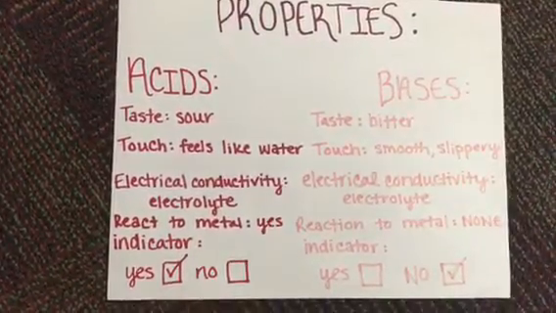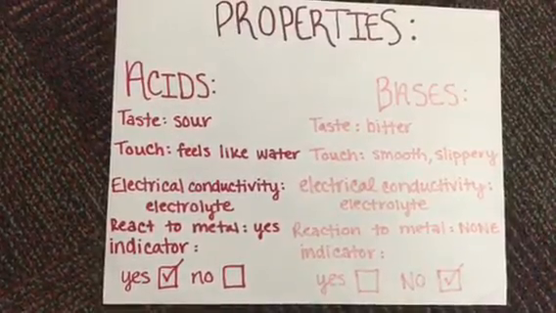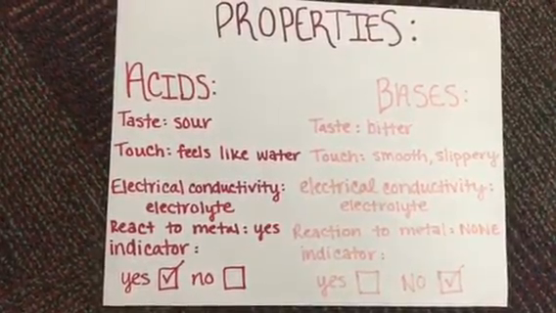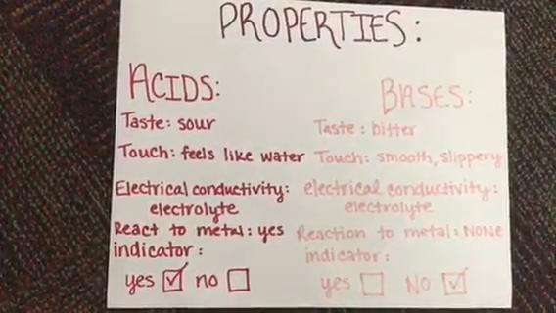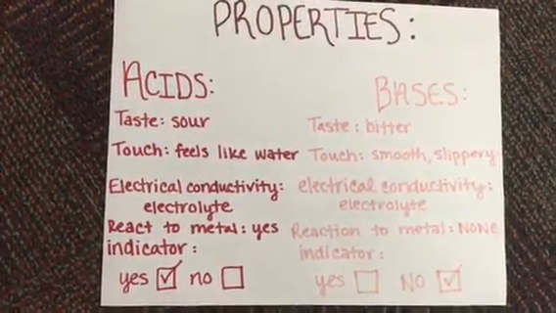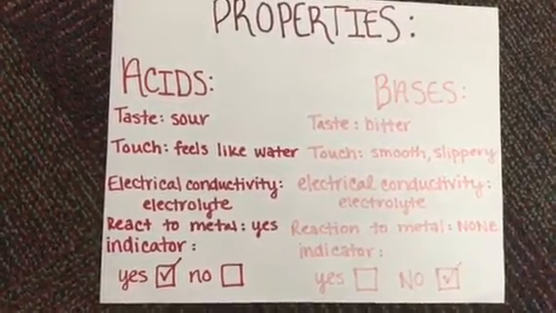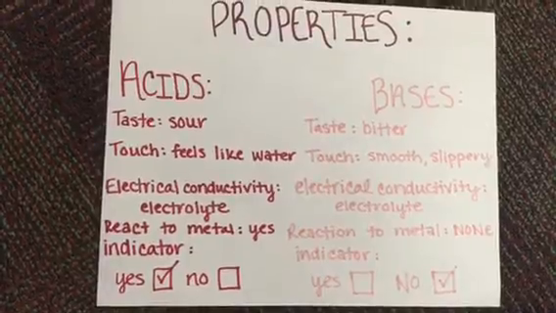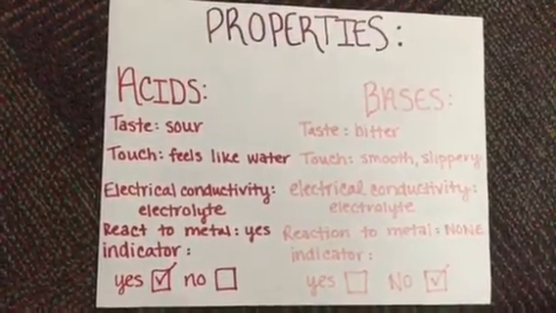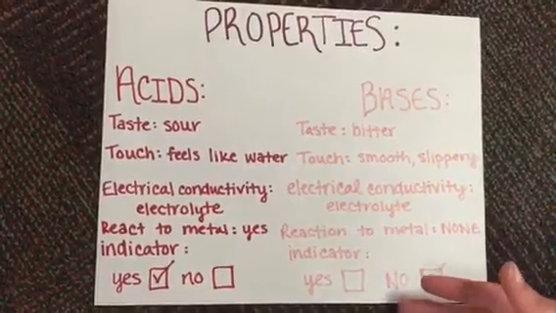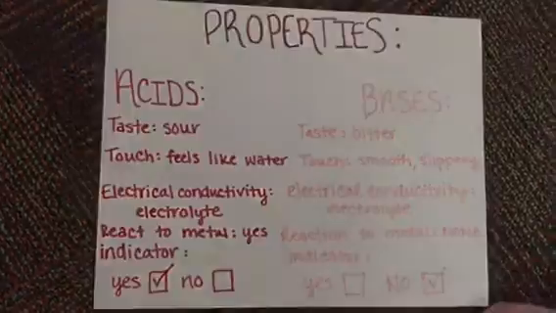Acids, when you touch them, they feel like water and they'll burn open skin. But bases will only burn you if they get in your eyes and they're smooth and slippery. They're both electrolytes. Acids react to metal while bases don't, and acids are an indicator while bases aren't. Indicators turn different substances, different colors, or different solutions, different colors, and bases don't do that.